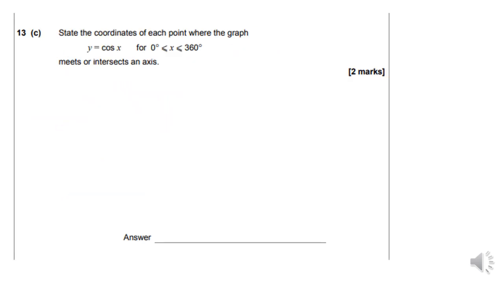And here they're really pushing you to have an understanding of all of your trigonometric graphs. So again, I'm going to draw, this time, y equals cos of x, just to help us answer this one. So we want the coordinates of each point where the graph crosses or meets an x-axis. So cos is a little bit different to sin. If we call that 90, 180, 270, 360.